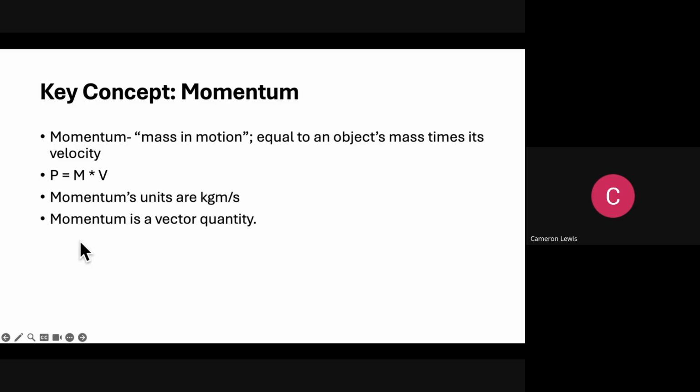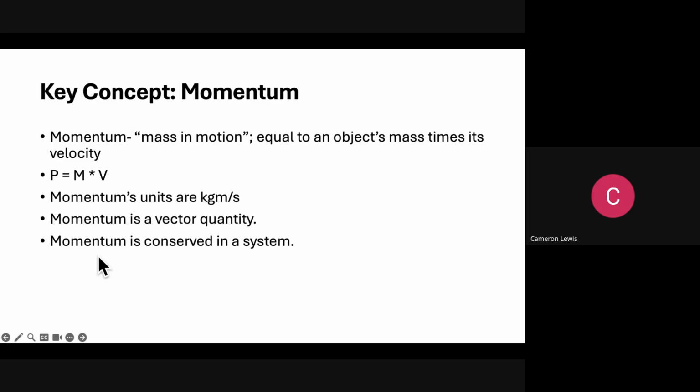Next thing, because it's mass times velocity, velocity is a what? Scalar or vector? Vector. So therefore, momentum is also a vector quantity. So when we have momentum, we can't just say kilograms meters per second. We also have to have a direction to go along with it as well.